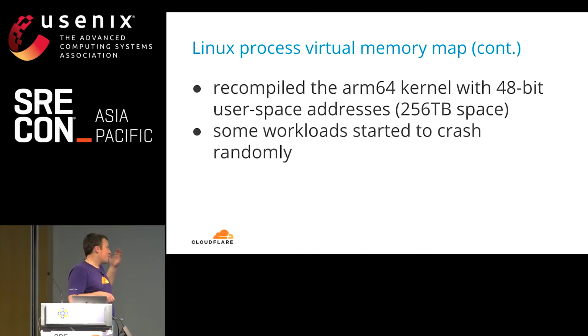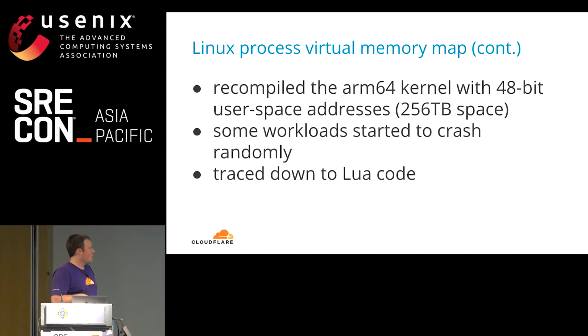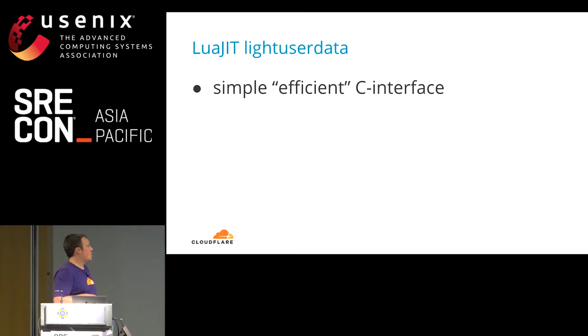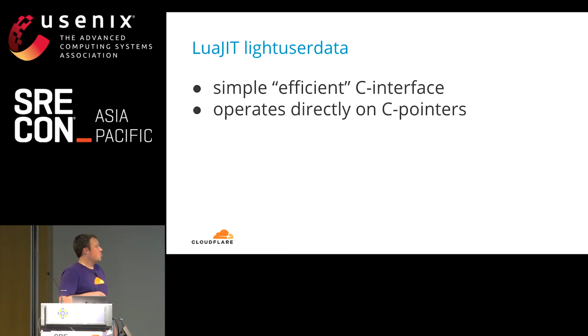Wrong. For some reason on this kernel, some workloads started to crash randomly with no particular pattern. We traced it down to Lua code. We're heavy users of Lua in Nginx. Further investigation brings us to this magic LuaJIT light user data model. So we use LuaJIT to make our Lua faster, and most of the code in LuaJIT uses this module, which is a simple and efficient C interface. For efficiency, it operates directly on C pointers.